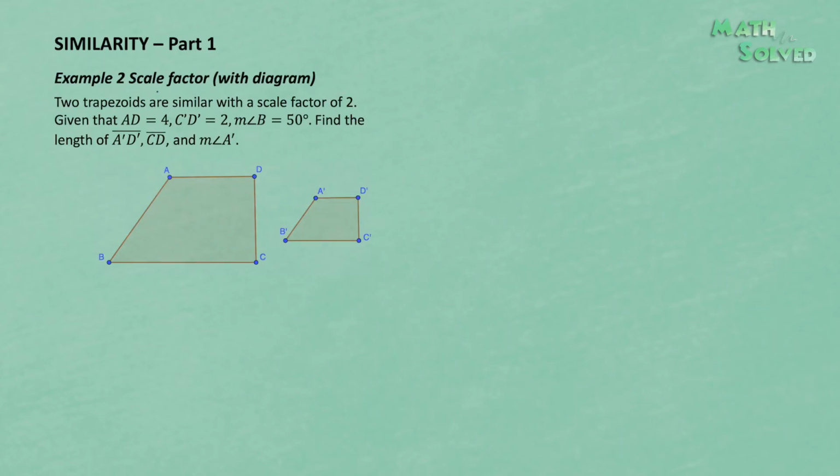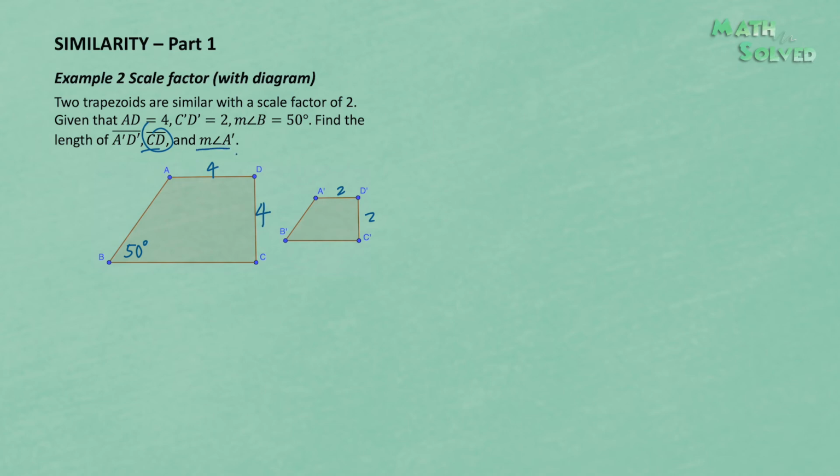The second example is regarding the scale factor. The diagram is given. We have two similar trapezoids, and the scale factor is 2. We are given that AD is 4, C prime D prime is 2, and angle B is 50 degrees. Here we want to find A prime D prime. AD and A prime D prime are corresponding sides, and therefore the ratio is 2. Since AD is 4, A prime D prime is 2. The side CD corresponds to C prime D prime, so this one is 2 times 2, which is equal to 4.